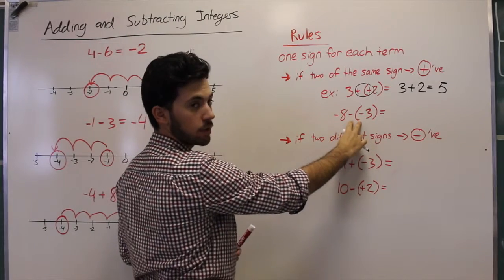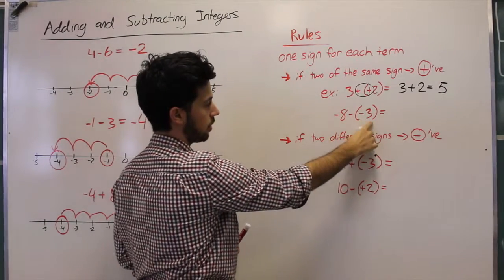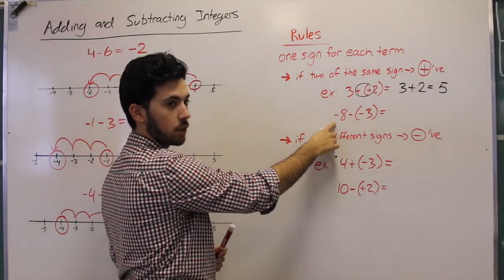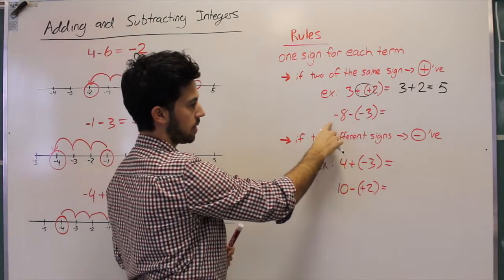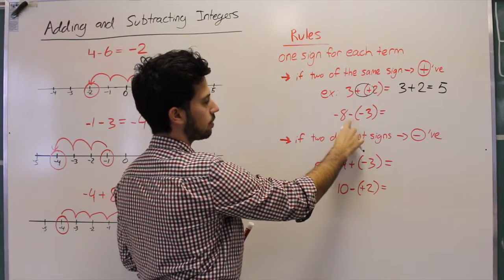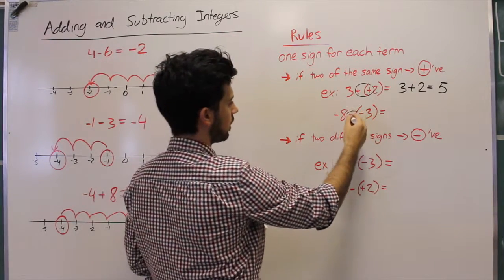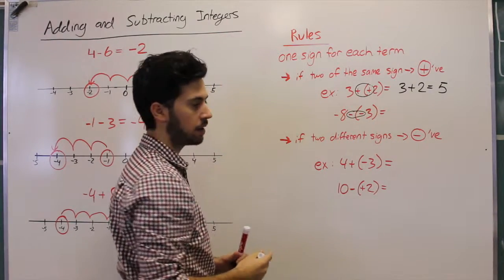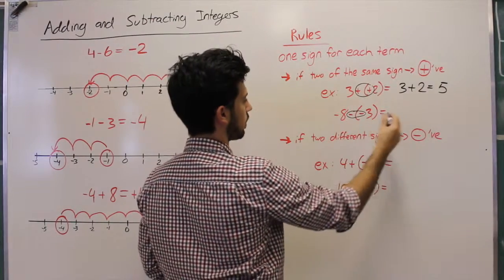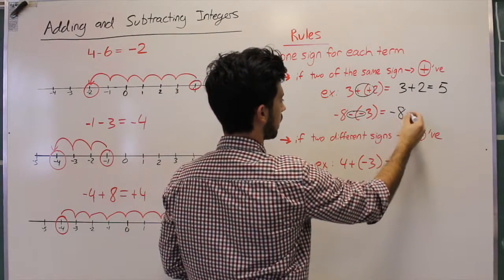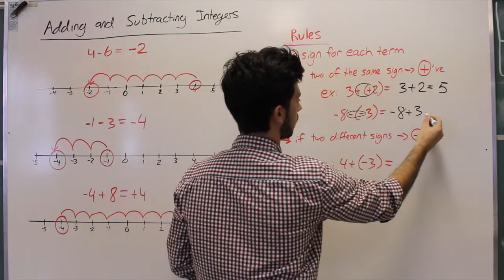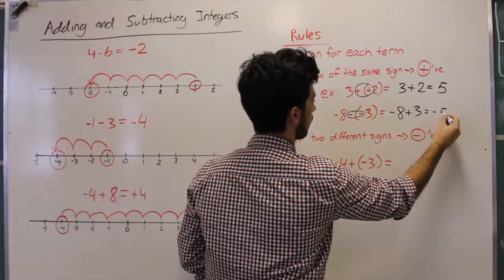Again, here we have 2 signs in front of the same term. This already has one sign in front of it, so we don't have to worry about it. But this is negative 8 minus negative 3. So how do we put these together? Well, they are the same sign, and so 2 of the same sign make a positive, so it's negative 8 plus 3, which makes negative 5.